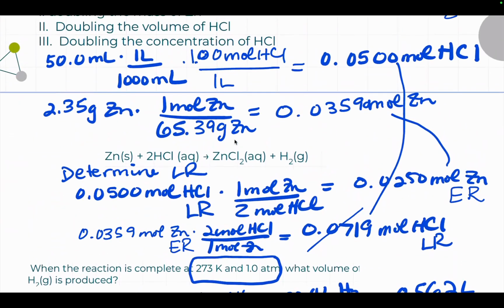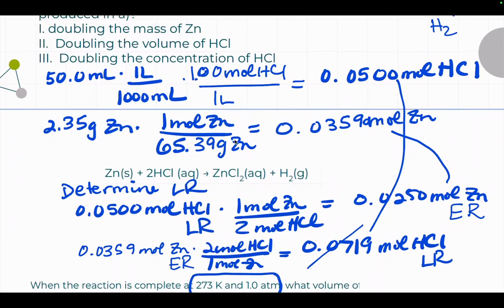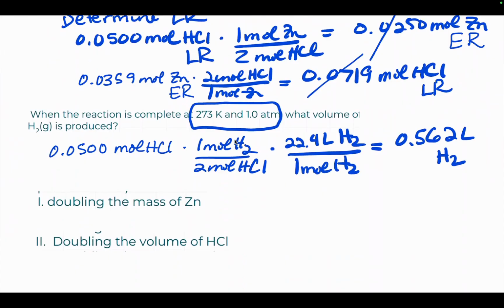So now we're going to answer part B, where we're going to be changing things. So the first one is we're going to double the mass of the zinc. So what effect, if any, will that have on the volume of hydrogen produced? And it will have no effect because zinc is already the excess reactant. So it's already in excess. You're just adding more. So anytime that you're adding more of the excess reactant, it's not going to affect anything other than you'll just have more leftovers.